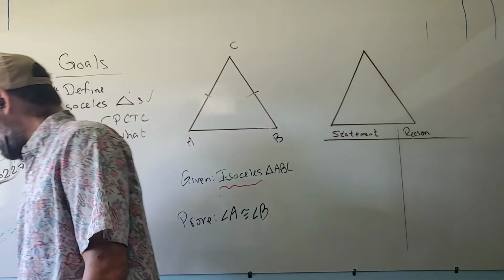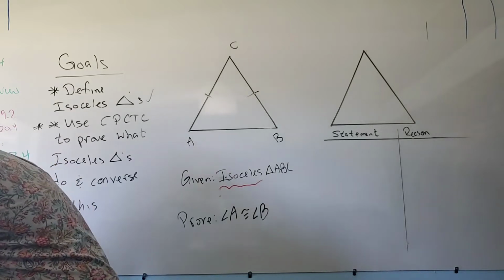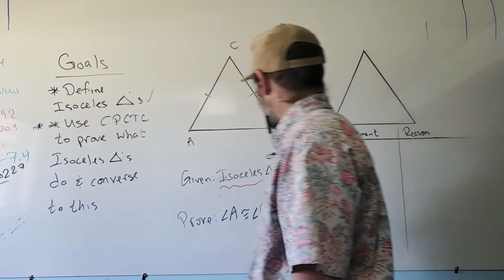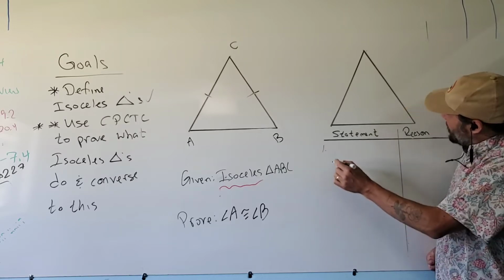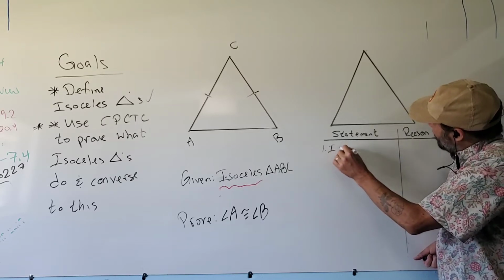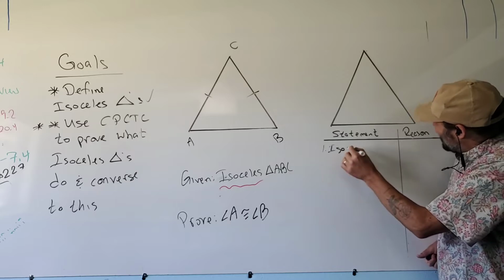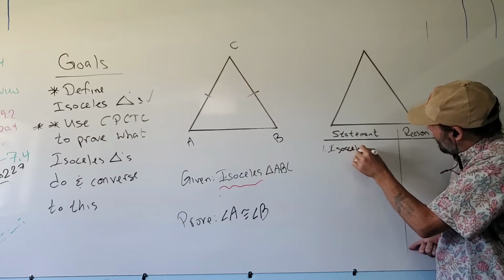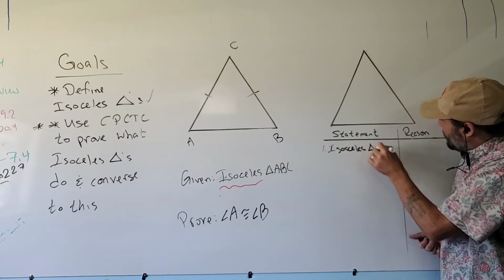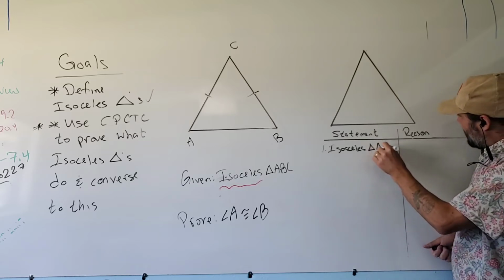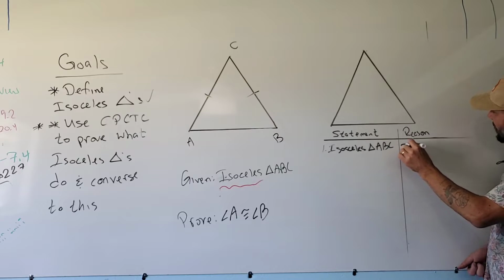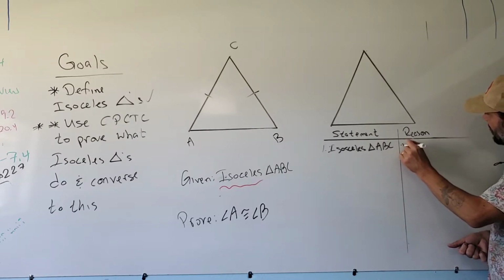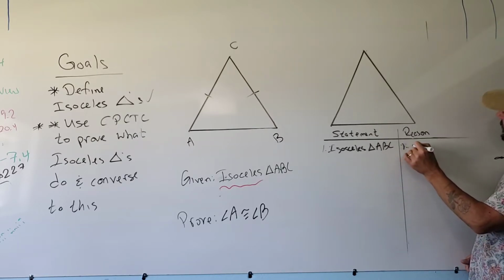Okay, so let's see here. I'll do the construction. Well, let's start with this. My first statement that I'm going to claim is that I have an isosceles triangle ABC. And the reason why I can make this claim is that is what I'm starting with. This is given to us.